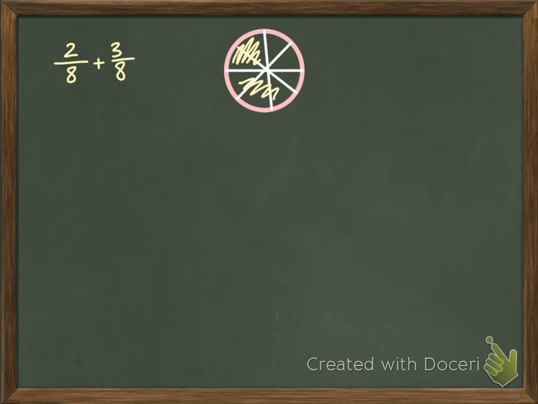Well, so our denominators are already the same thing. They both are an 8. So all we have to do then is we just add up the top. So we have 2 plus 3 gives us 5 over 8. You ate 5 slices altogether, so that's 5/8 of the pizza.